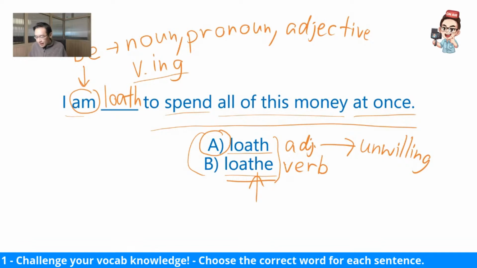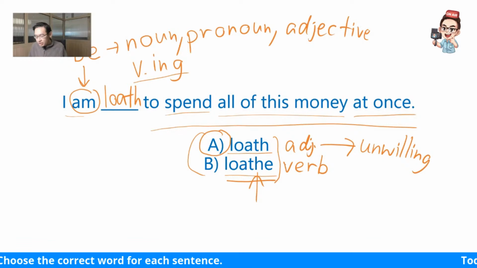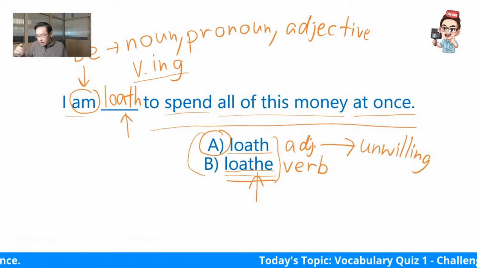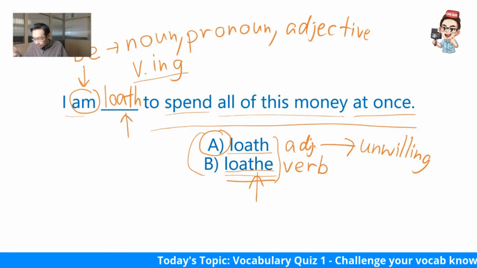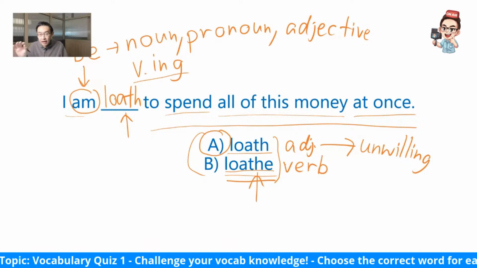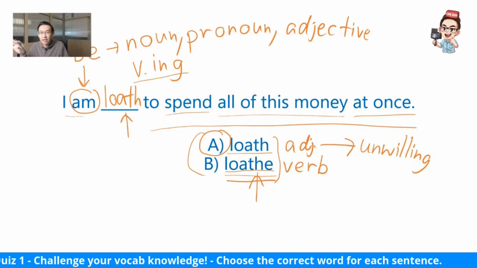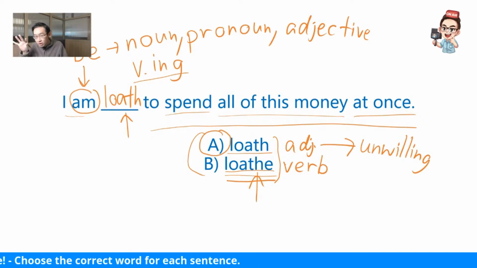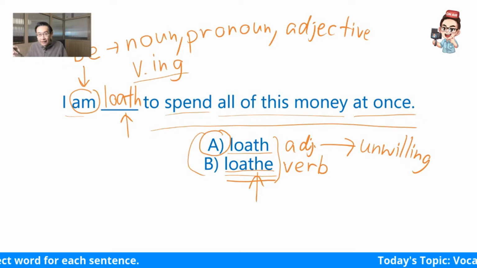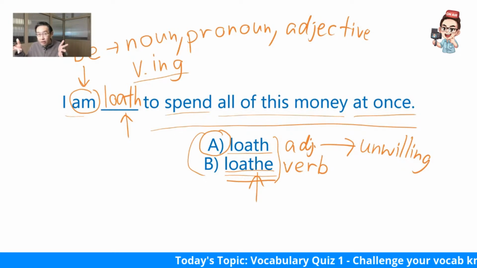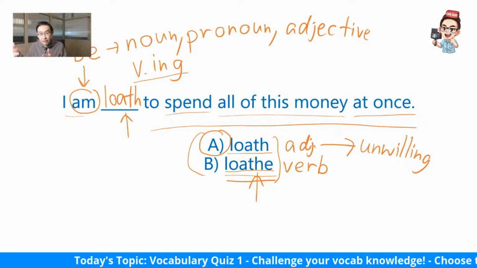Okay, so that's why we choose A. Okay, and B, we can't use it because it's a verb, and we can't use this form of the verb in choice B in this blank. However, I'll tell you the meaning of B. So B, loathe, with the E and a longer pronunciation. So it's kind of like loathe, okay, means hate. If you hate something, you loathe that thing, okay? For example, if you don't like cockroaches, we say, I loathe cockroaches. That's a verb, all right?